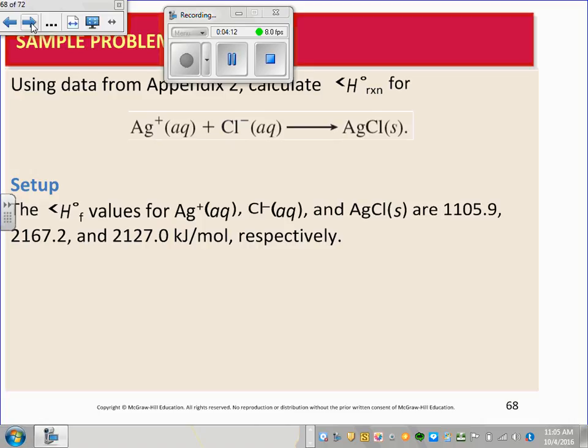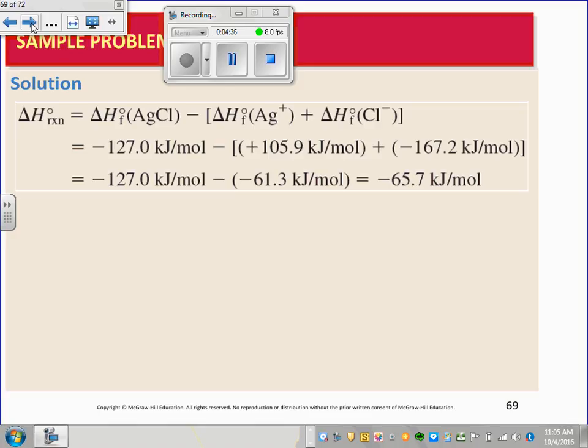So here, we're looking at Ag plus and Cl minus gives us AgCl. The delta H formation values for Ag plus, Cl minus, and AgCl are, and those numbers are wrong. Go to the next page, and we'll see what the real numbers are. For AgCl, it's actually negative 127. On the previous page, it said 2127. Apparently, when they did their formatting, the negatives got changed to 2s.